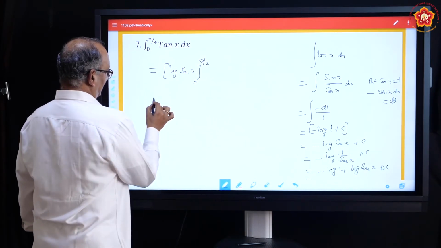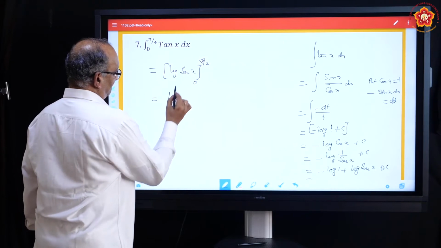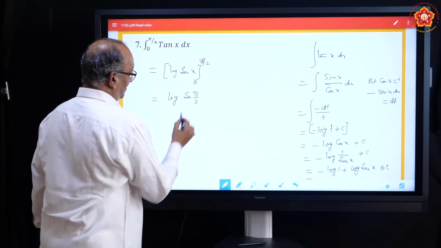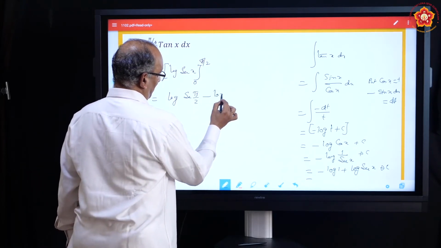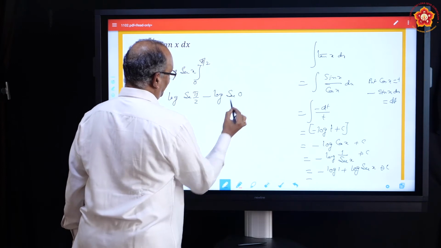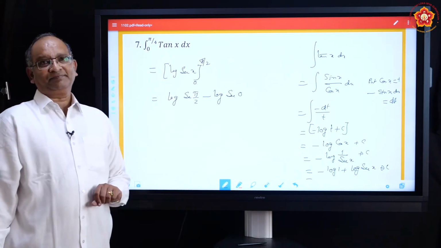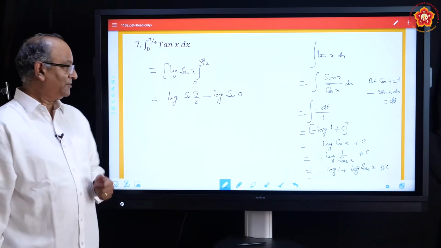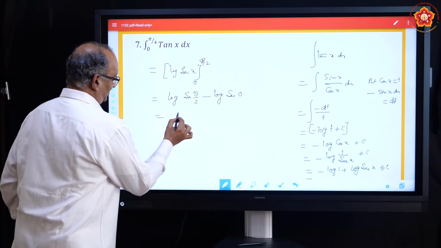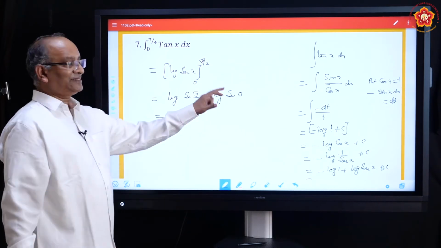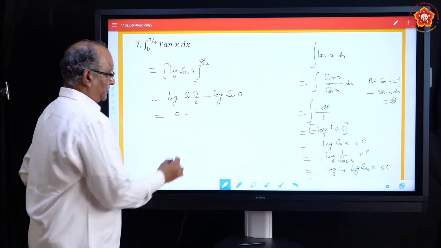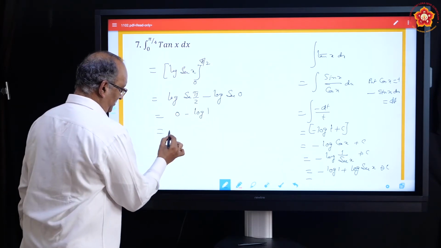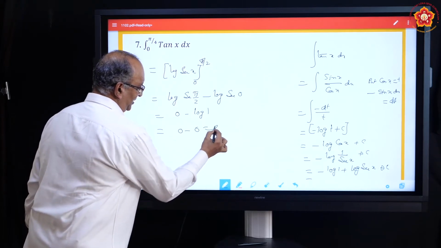Substitute the limit. This will become log sec pi by 2 minus log sec 0. Sec 90. What is cos 90? 0. Sec 90 is also 0. So this will become 0 minus sec 0 is 1. So it is minus log 1. What is the value of log 1? Is again 0. So you get 0 minus 0 equal to 0.